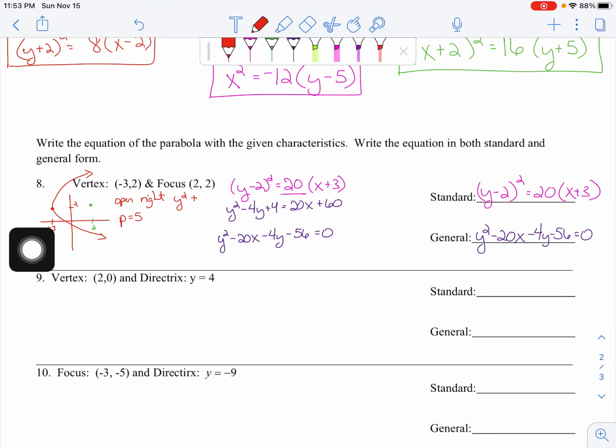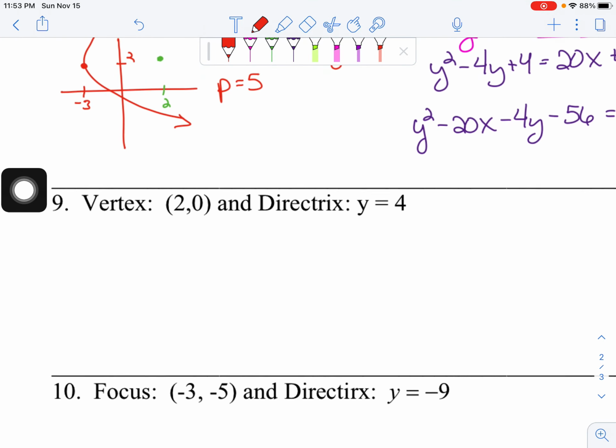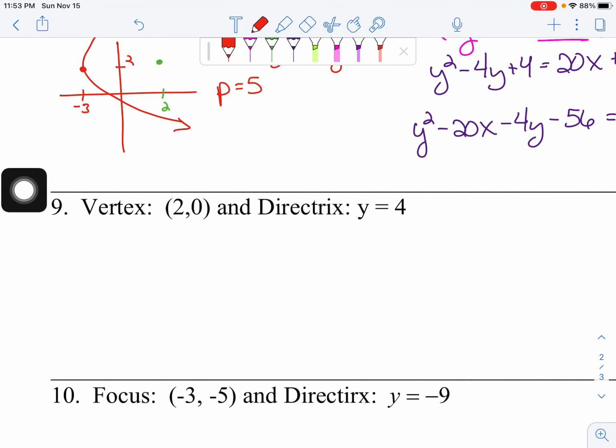Let's see, in problem number 9, we're given a vertex and a directrix. Okay, again, I always want to start these with a graph. I need to visualize what's going on here. So my vertex is the point (2, 0). All right, so that's going to be (2, 0). And my directrix is y is equal to 4. Well, y equals 4 is going to be up here.